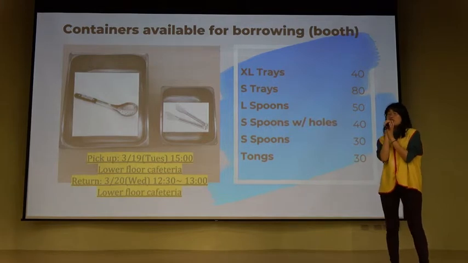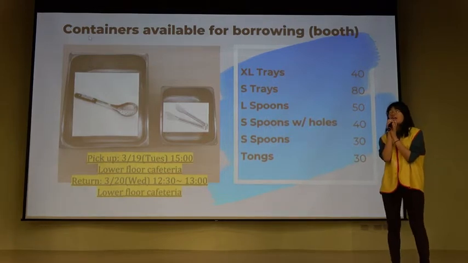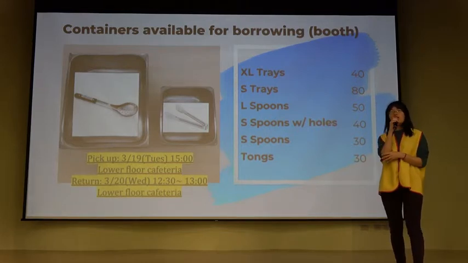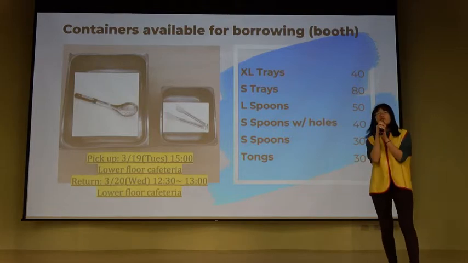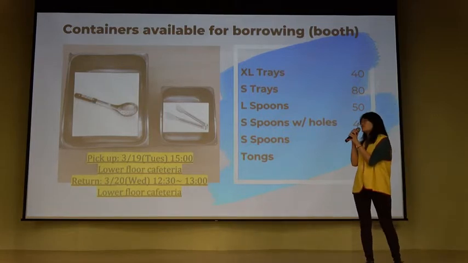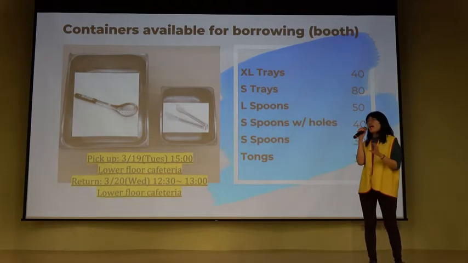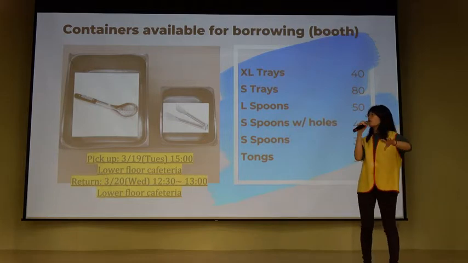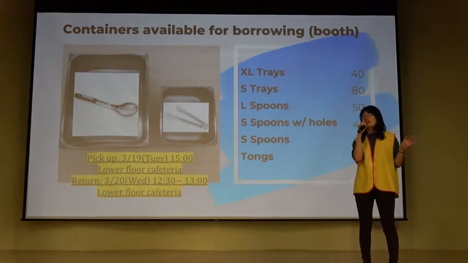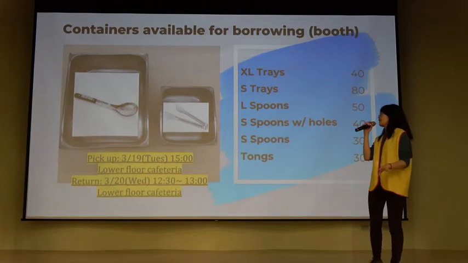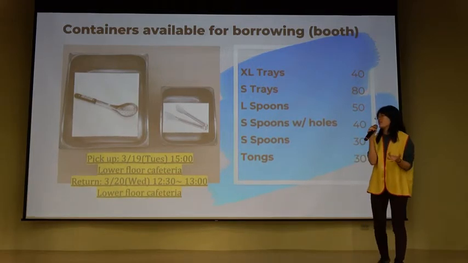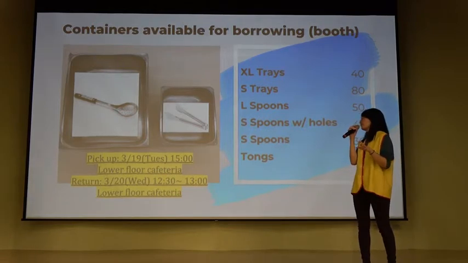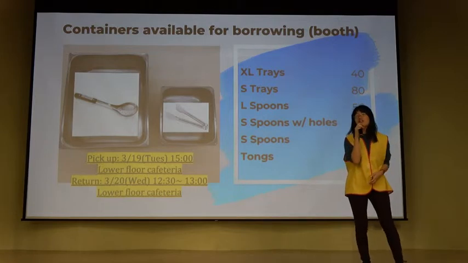And in order to borrow these, you'll have to sign up in advance, and the school will post a survey for you guys to fill out. And the pickup date is the day before the school anniversary, which is Tuesday, March 19th at 3 p.m. And you know how there's two cafeterias? There's a lower one that's next to Highlight where people usually buy their lunch. That's where you pick it up. That's also where you return it after the flea market, around 12:30 to 1 p.m. on the day, which is 3/20 Wednesday.